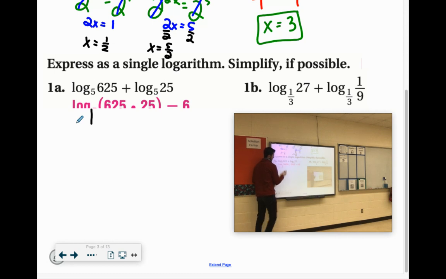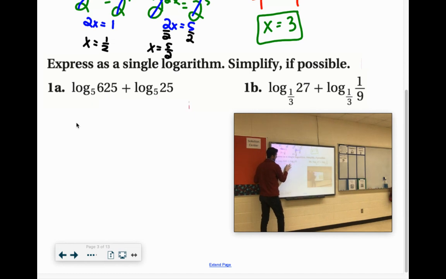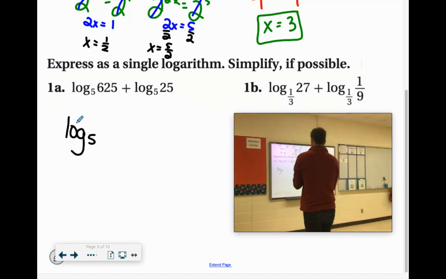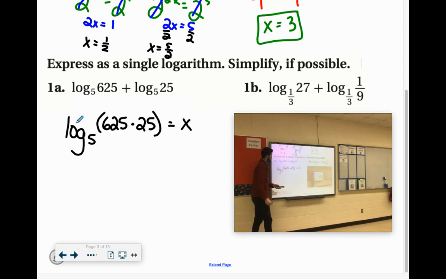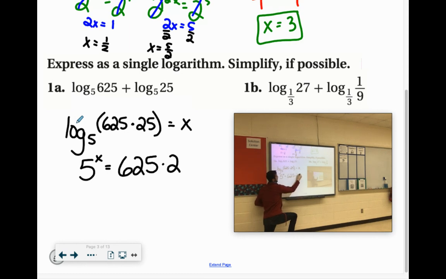What in the world? Well, that's just the answer. Log base 5, and it'd be 625 times 5. I don't know that. 625 times 25. Oh, okay. No wonder they wrote it like that. So we'd say 5 to the x equals 625 times 25.